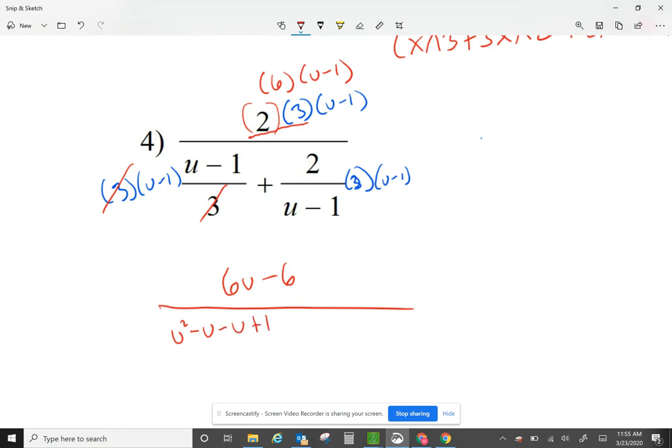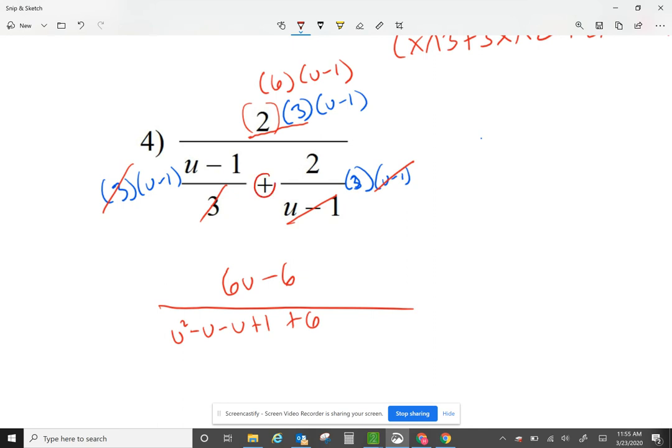plus 1. All I did was distribute the u first. That's how I got u squared minus u. Then distribute the negative 1. That's how I got negative u plus 1. Now looking at the other fraction, the u minus 1 cancel out. So I get plus 6. That's from the 2 times 3.